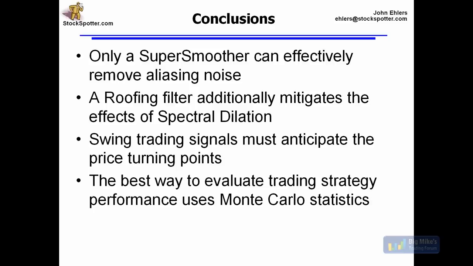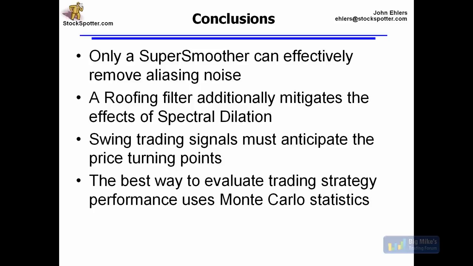Secondly, adding a two-pole high-pass filter to a super smoother creates a roofing filter. Now, that roofing filter blocks out a segment of the spectrum and mitigates the effects of spectral dilation. So you can precede any of your indicators with the roofing filter and get far better oscillators out of it.